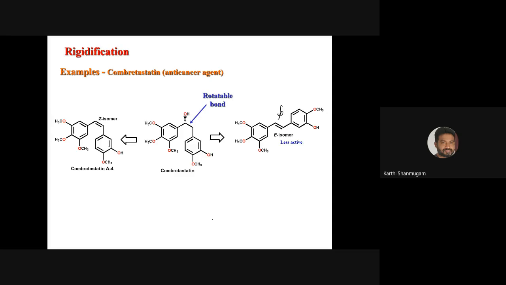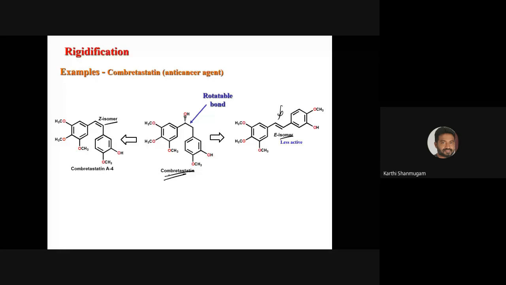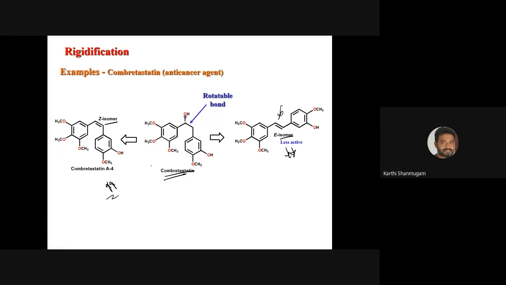The example is the E isomer and Z isomer of this cerivastatin, a kind of statin molecule which is used for controlling cholesterol. What they identified is that the E isomer has very little activity compared to the Z isomer. So whenever we play around with this concept of rigidification, we cannot guarantee that the biological activity will be improved. Those we will address later. Anyway, I am not touching that now.